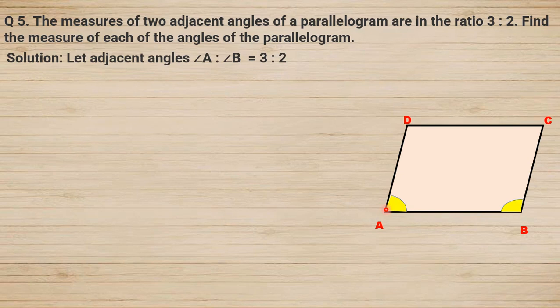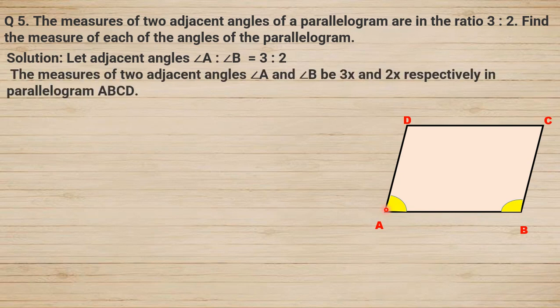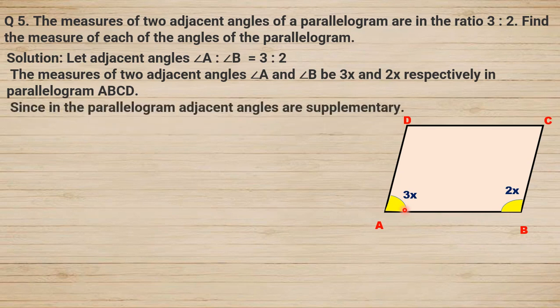Angle A is to B is 3:2. So we can say when the ratio is given, we can take the value for angle A as 3x and the value for angle B as 2x. So now angle A is 3x and angle B is 2x. Now this is the parallelogram, and the relation between these two adjacent angles, we know that adjacent angles are supplementary in a parallelogram.